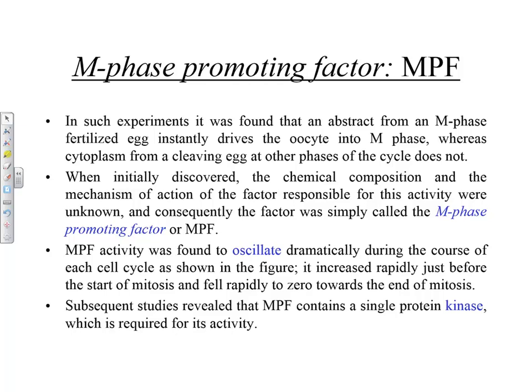But later on, they found out that it has a kinase, and it also needs another unit that is called cyclin. So the kinase is the catalytic unit and the cyclin is the regulatory unit. The cyclin has to come and bind that kinase, the cyclin dependent kinase, in order to become active.